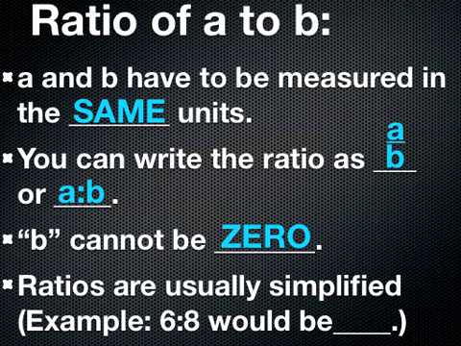Ratios are going to be simplified. An example of that: if we had the ratio 6 to 8, 2 can go into both 6 and 8. 2 goes into 6 3 times, 2 goes into 8 4 times, so the simplified ratio would be 3 to 4.